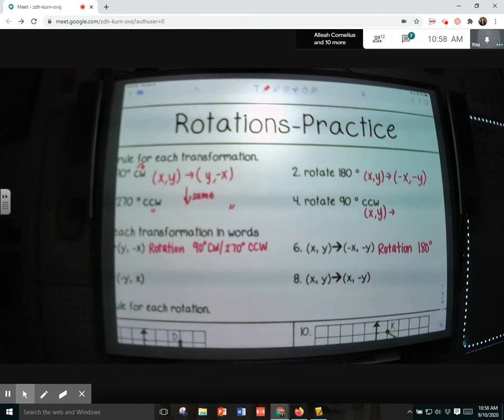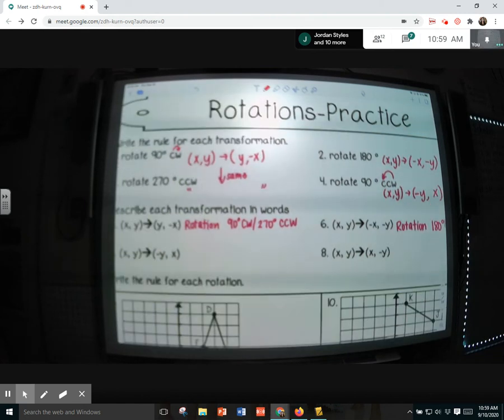Number 4, rotate 90 degrees counterclockwise. So when you go counterclockwise, that's going to the left. First thing I have to do is switch their places. And then which one becomes negative? The y. And then that matches with 7. So that's a rotation.